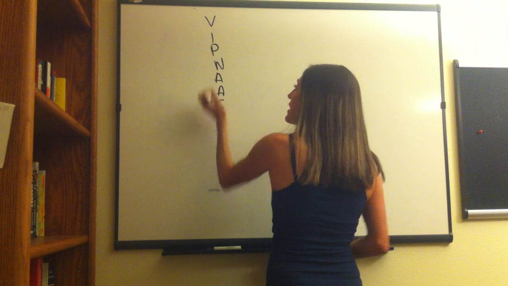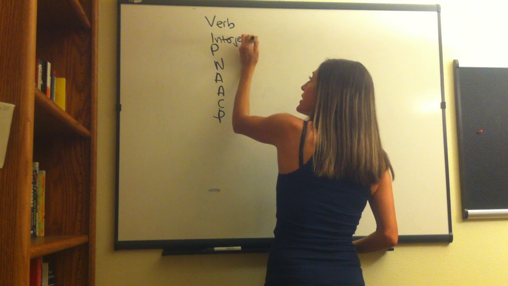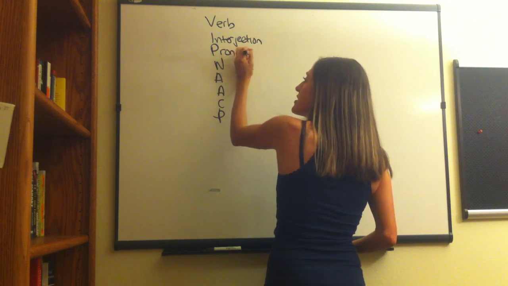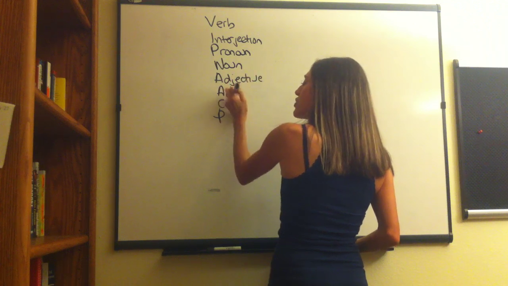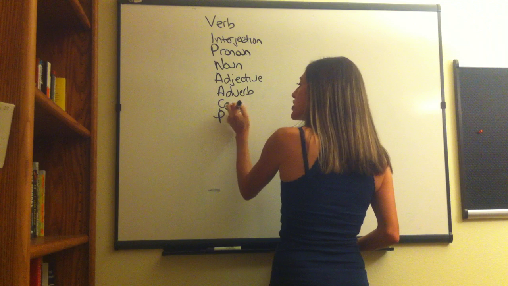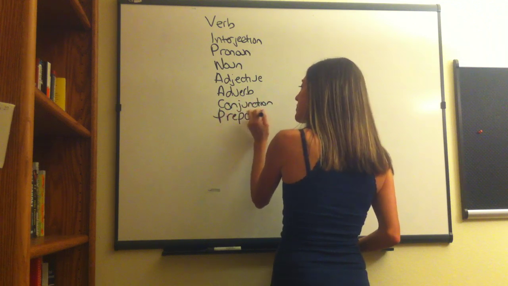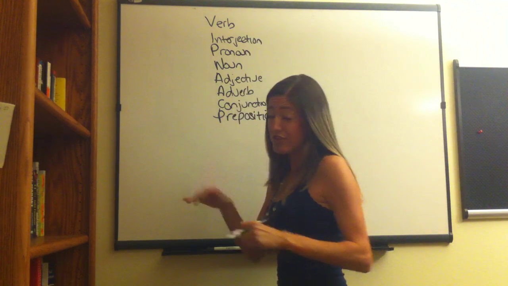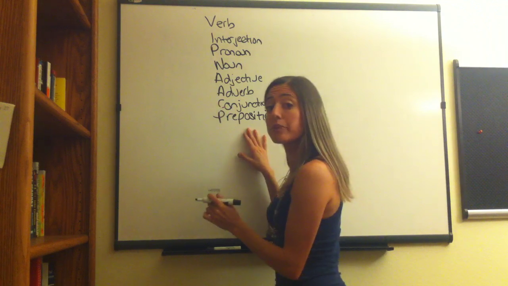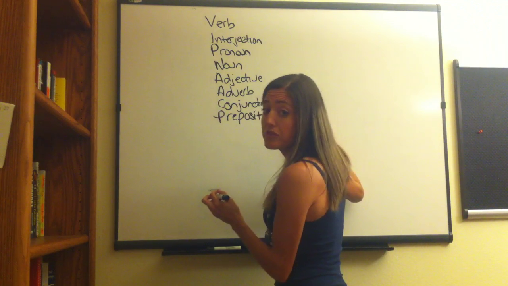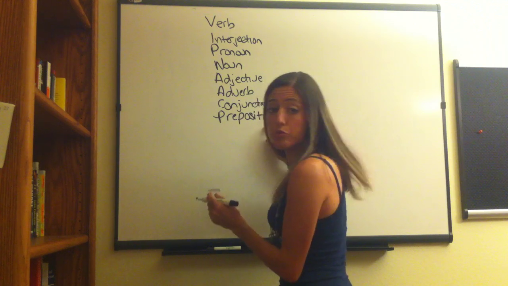V-I-P-N-A-A-C-P. And we've got verb, interjection, right fast. We're moving quickly. Pronoun, noun, adjective, adverb, conjunction, and preposition. Okay? You should know those off the top of your head right now. By now, preposition. We're going to jump down to preposition. We have defined all of these. We've written their jobs and given examples of each one. So today we're just going to move down to preposition.